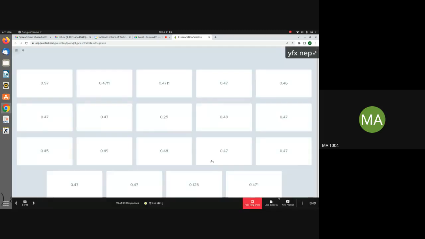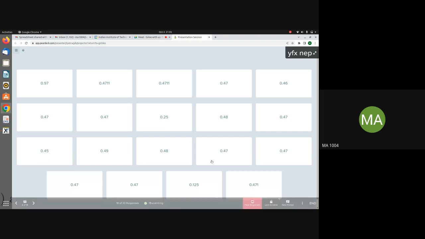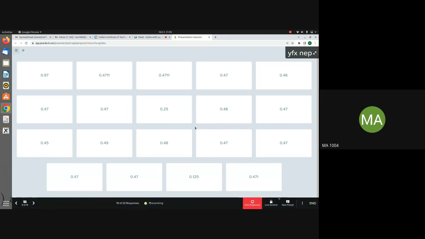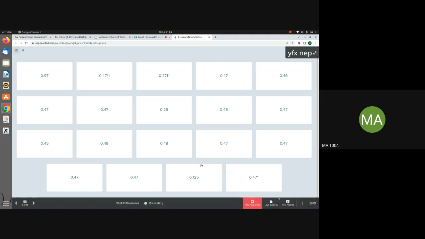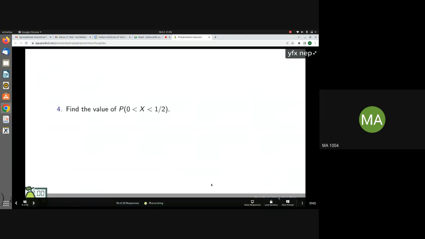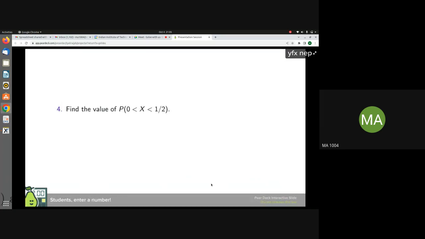So 0.97 and 4711. Okay. At least all the values are between 0 and 1, so I'm happy. That's how you understand, right? At least we should know that the probability value should be between 0 and 1, right? Now we'll see whether the answer is correct or not. There may be a chance that you made mistakes in calculations.